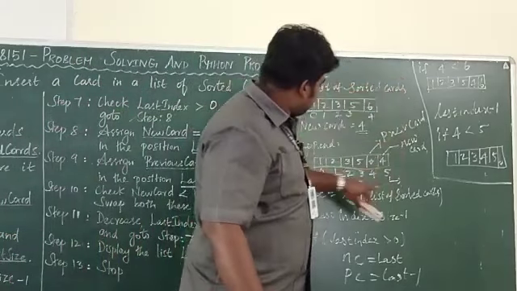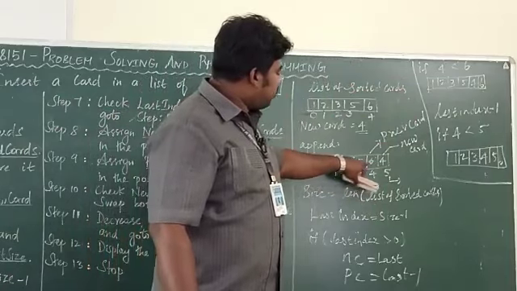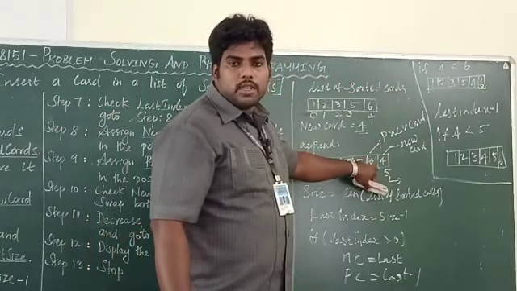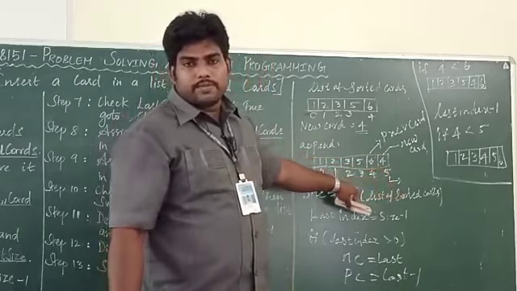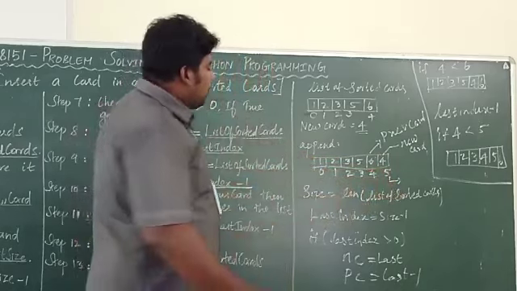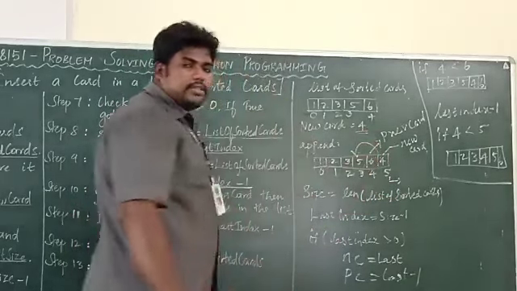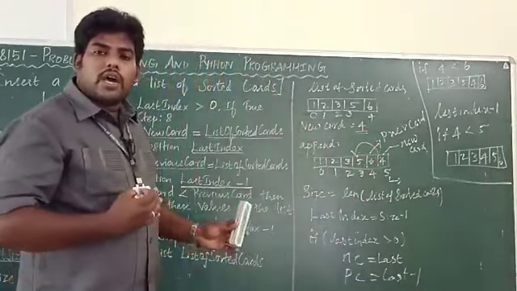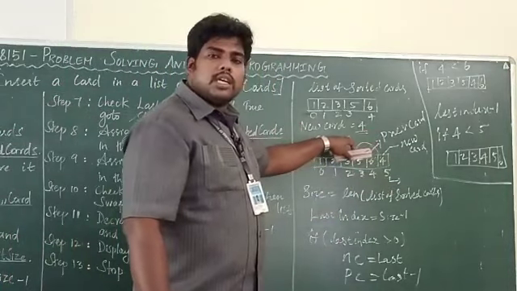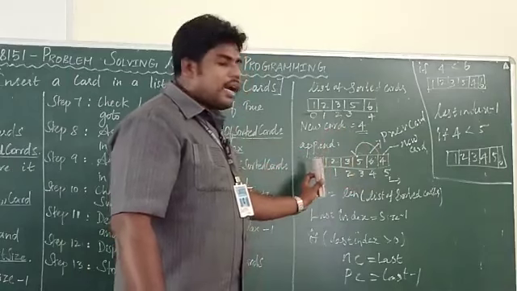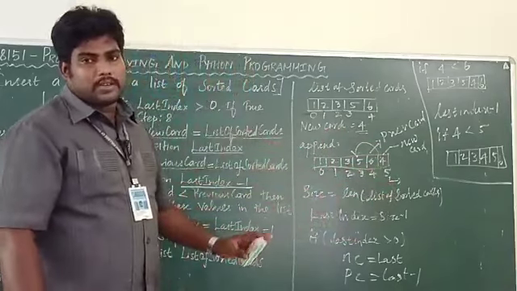Here I clearly mentioned: see here, 1, 2, 3, then 5, 6, and 4 is appended. The 4th card is appended at the last of the list. Now, I want this 4 to come here, right? I want to arrange it in sorted order. So your 4 has to come before 5 and after 3. For that, we have to create the logic here, okay?